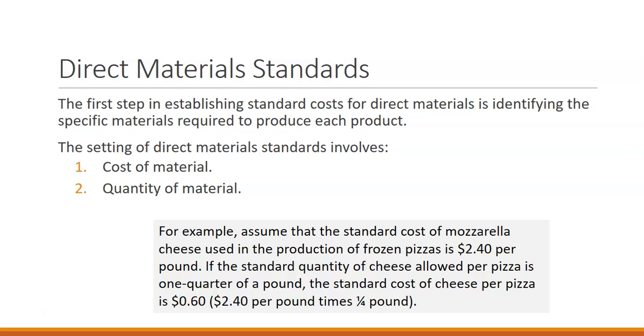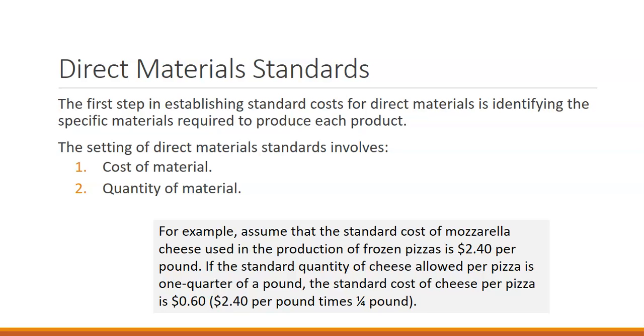First, we're going to talk about direct materials standards. So the first step in establishing our standard cost is identifying the actual materials that we need to produce each product. So what is our quantity of material and what is the cost of that material?